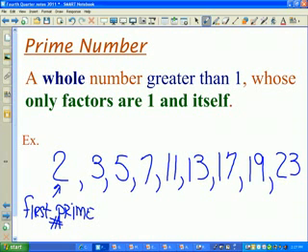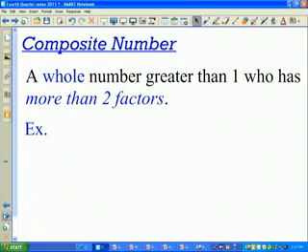No, because 15, that's not a prime number. 9, that's not a prime number. 27, that's not a prime number. But those 3 numbers that I mentioned, they are odd. Okay, so make sure you get that clear. As long as its only factors are 1 and itself, it will be considered a prime number.